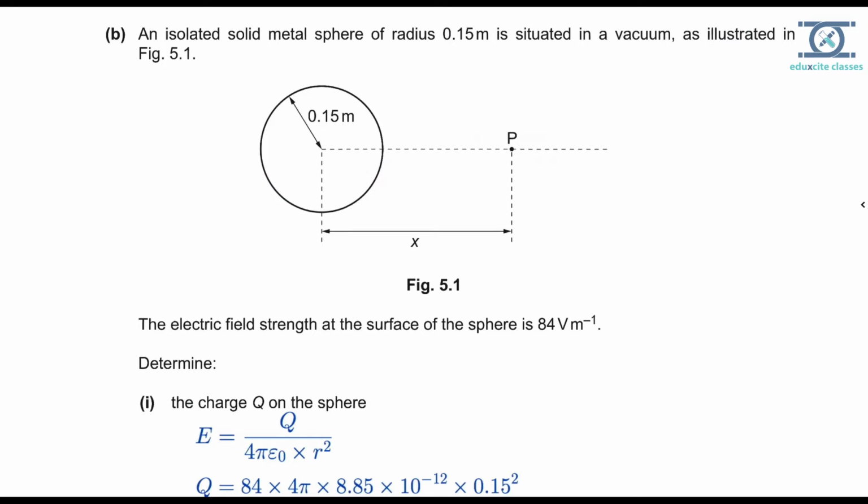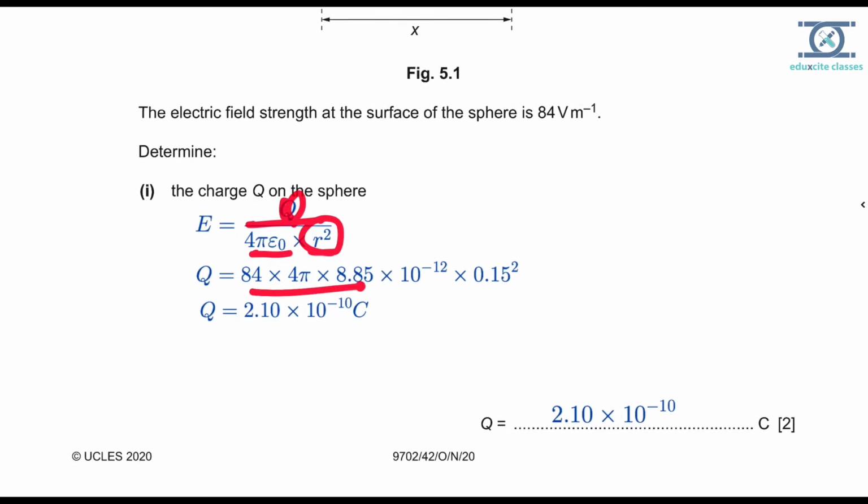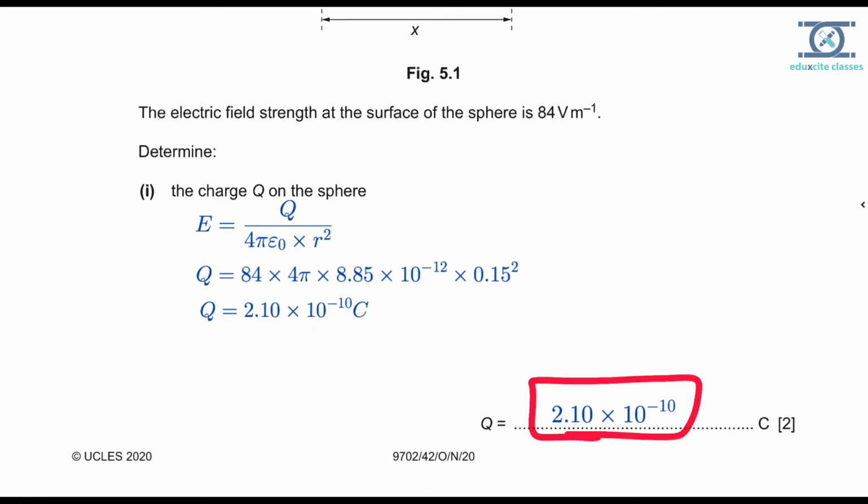Okay, fine. Now the B part: the radius is 0.15 meter. It is in a vacuum. The electric field strength at the surface of the sphere is 84 volt per meter. Find the charge Q on the sphere. So we know the formula for the electric field, which is Q upon 4 pi epsilon naught into R square. Now putting in the values, you will get your answer, 2.10 into 10 raised to power minus 10 coulomb. So 1 mark for the formula used and 1 mark for the correct substitution, getting the correct answer.